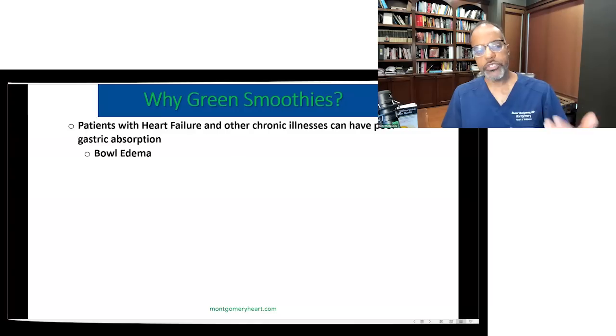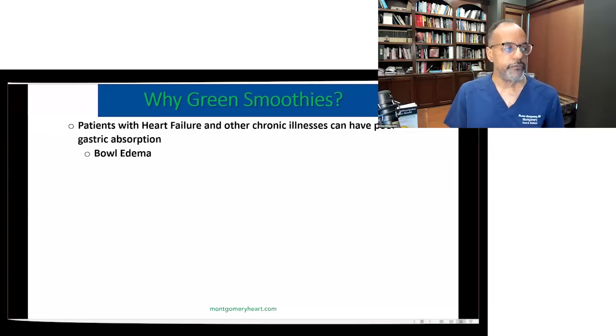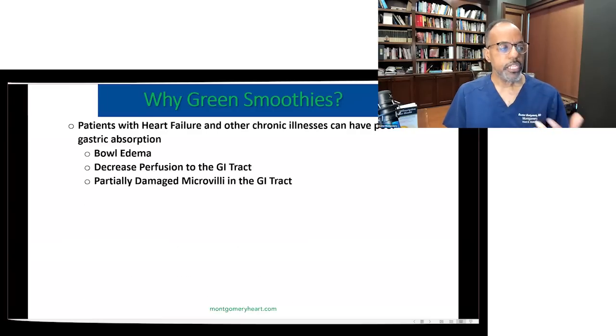So why green smoothies? Why cold pressed juice or green smoothies? Well, heart failure patients have poor gastric absorption. This is due to bowel edema, decreased perfusion to the GI tract. So they're not going to absorb solid plant foods very well.